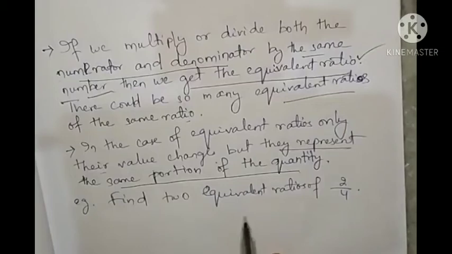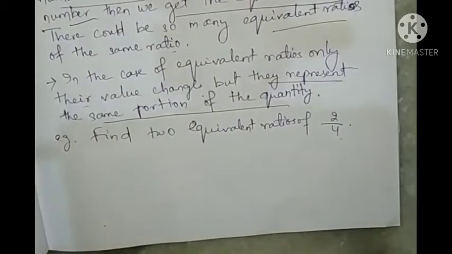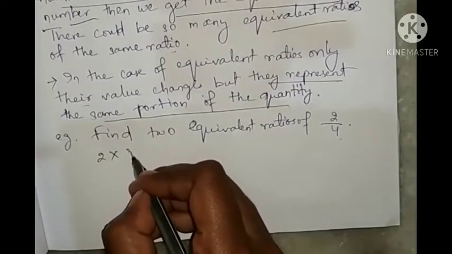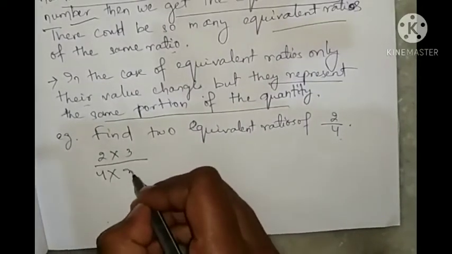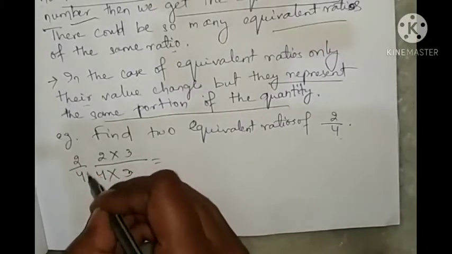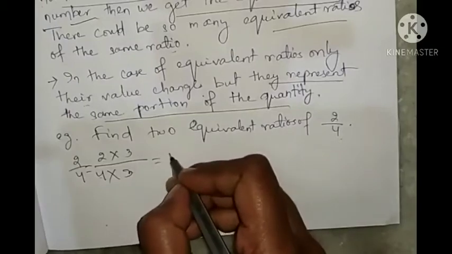So look at here, find two equivalent ratios of 2 by 4. So let's see. First we'll multiply. I'll multiply by 3. Okay, for any number you can multiply. So 2 into 3, 4 into 3. So you will write first 2 by 4 equal to 2 into 3. What are you getting?